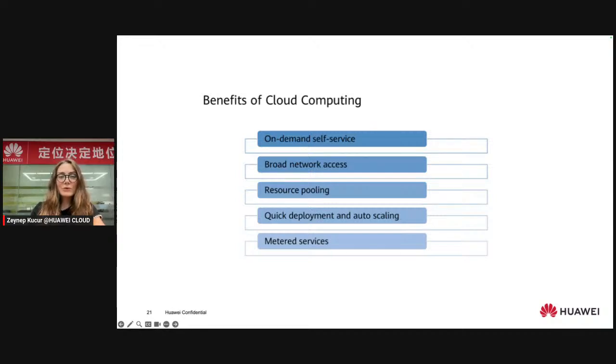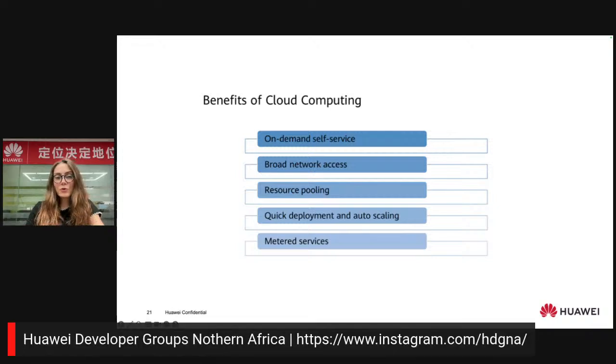Quick deployment and auto-scaling is the next benefit. Cloud computing resources can be quickly expanded or released to achieve quick scaling. For example, you are hosting a website and you have lots of traffic and you're afraid that you're going to crash because of this traffic. For example, big enterprises, during 11/11, have lots of traffic and they need to scale out so that they can serve properly. They use cloud computing so they can respond to this demand.